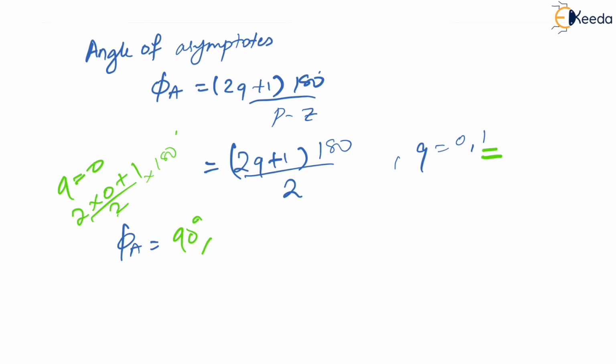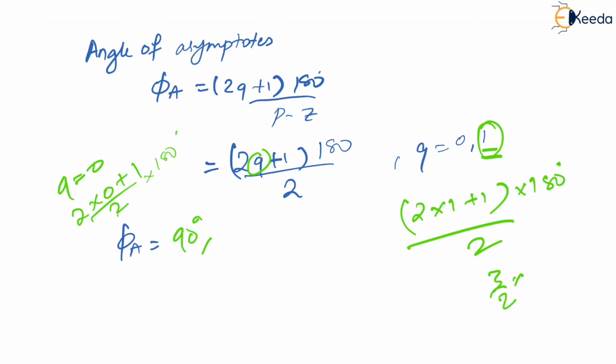Now, next one. If you put q equal to 1, then what do you get? You get 2 into 1 plus 1 into 180 degrees upon 2. What is that? 2 into 1 is 2, 2 plus 1 is 3, 3 by 2 into 180 degrees. 3 by 2 into 180 degrees is what? 2 ones are 2 90s, and 90 into 3 is 270 degrees.